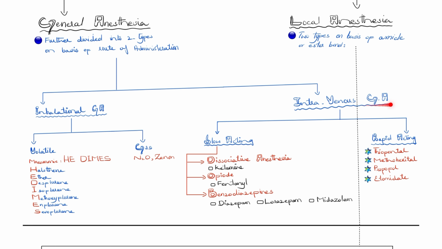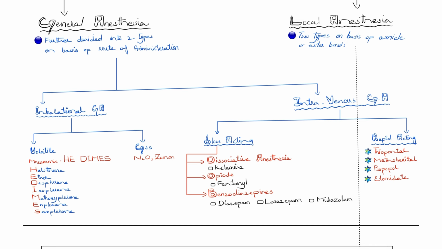Now, parenteral general anesthesia is divided into two types on the basis of onset of action, like slow acting and rapid acting. The slow acting involves dissociative anesthesia, for example, ketamine. There will be opioids like fentanyl and benzodiazepines like diazepam, lorazepam, and midazolam. Rapid acting includes thiopental, methohexital, propofol, and etomidate.